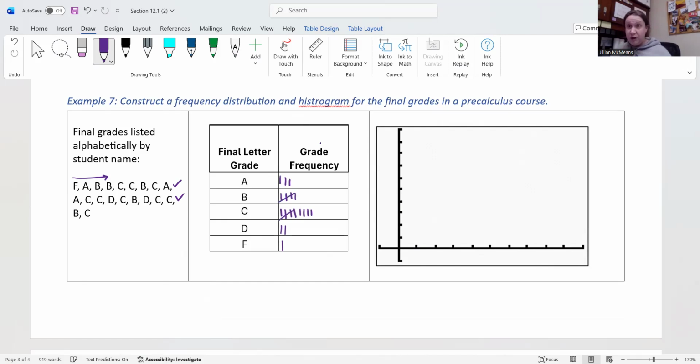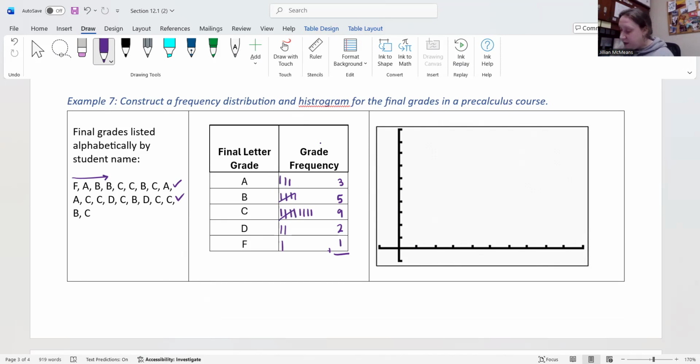So let's add up the frequency, the little tick marks for each of these. There were 3 A's, 5 B's, 9 C's, 2 D's, and 1 F. And let's just add them up and make sure everything adds up correctly. That's a good way just to check to make sure you didn't miss a data item. So let's see, we have 3 plus 5 plus 9 plus 2 plus 1.